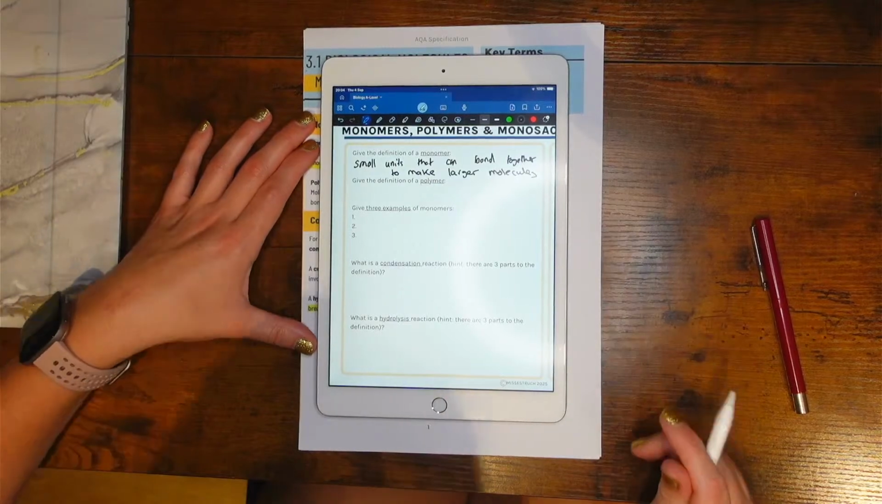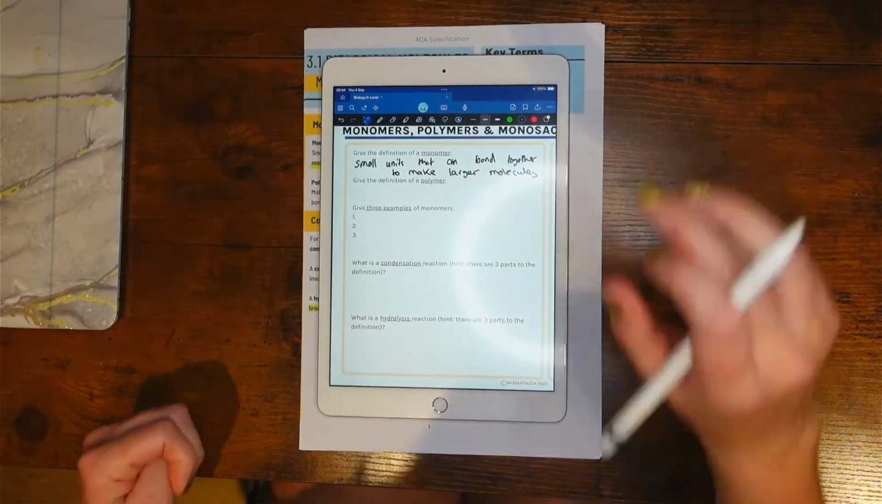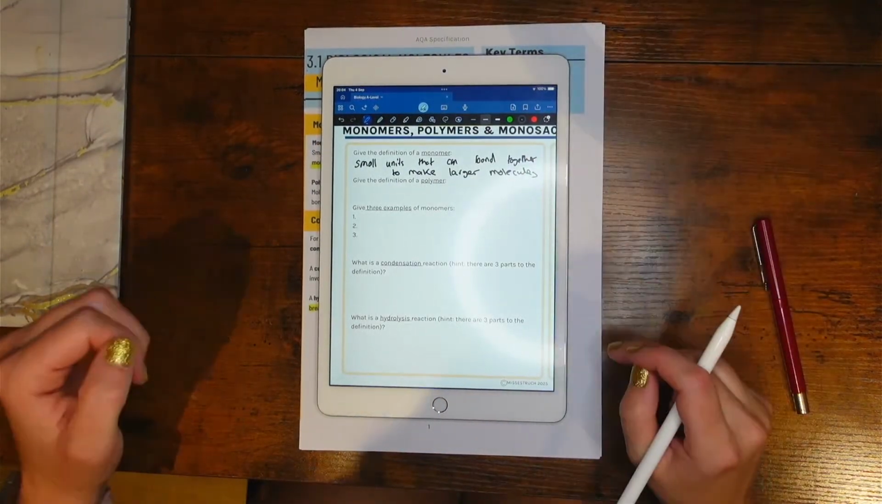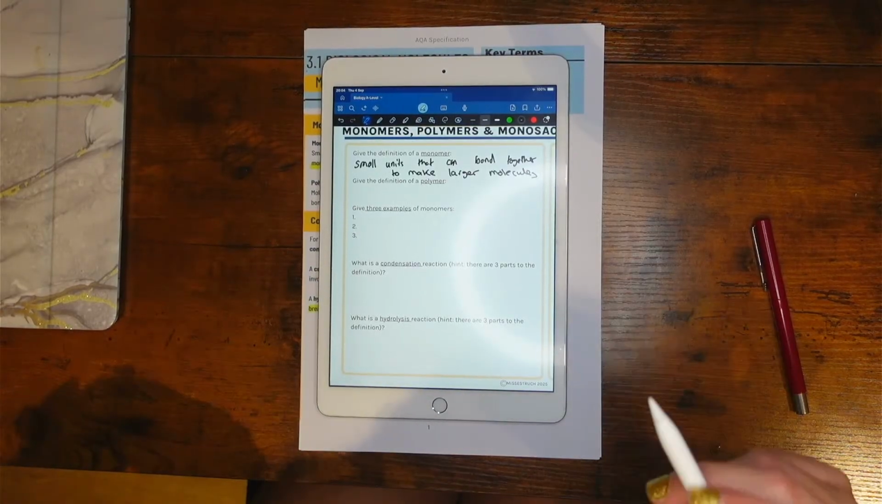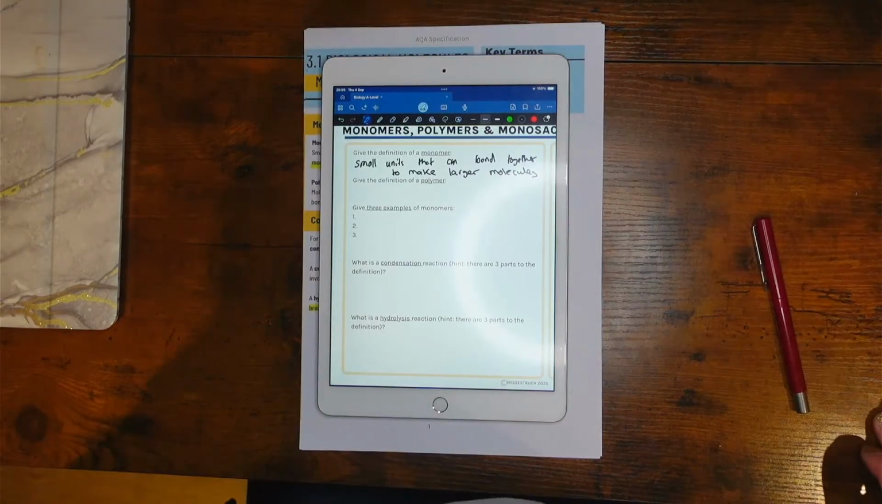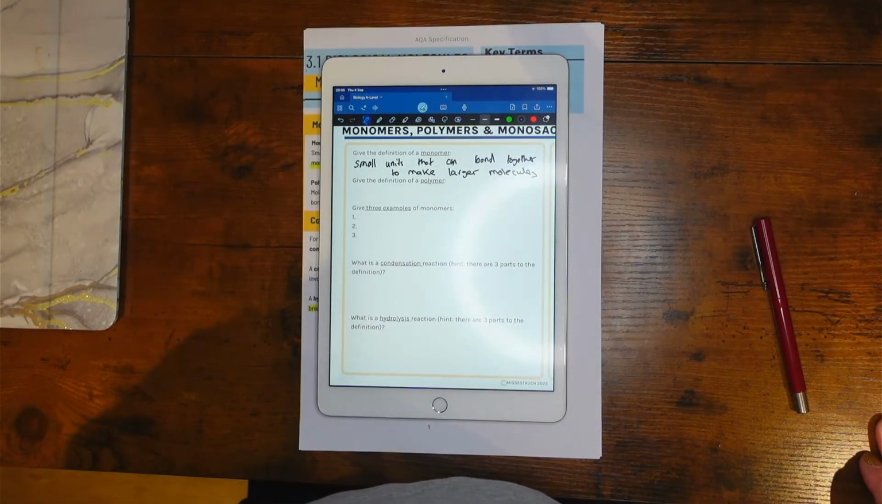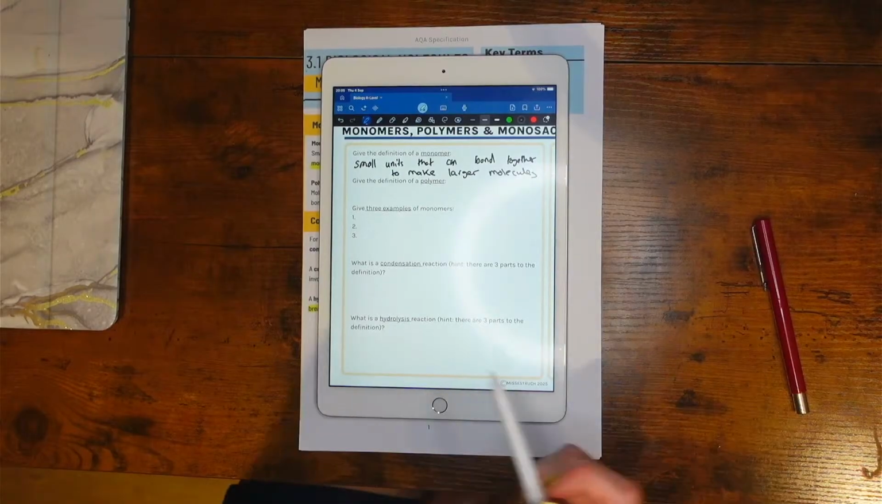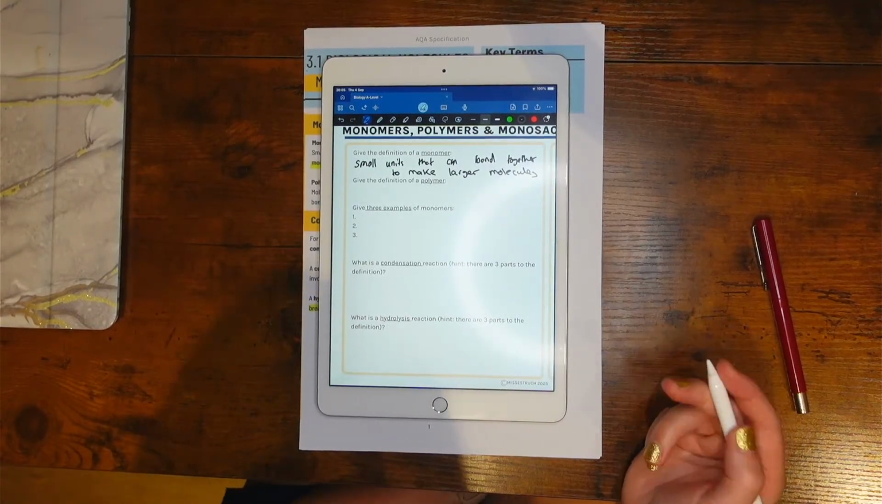Okay, so small units that can be bonded together to make larger units. Yeah, excellent. I can see YouTube, Jasmine, you've got the correct answer there. Brilliant. Let me just have a look. TikTok. Yeah, Jack's got a good answer there. Cool. Right, then we've got a definition of a polymer.